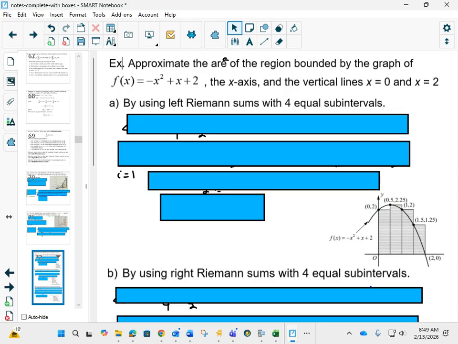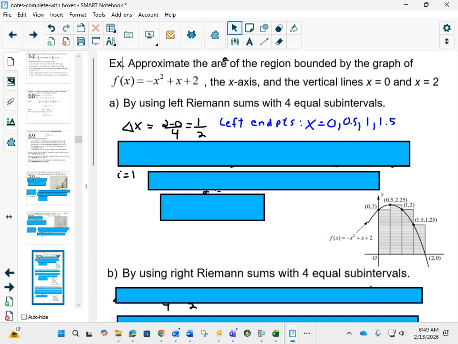Okay. So we've got -x² plus x plus 2. We've got a picture of it here. We want to go from 0 to 2 with 4 equal sub-intervals. So let's figure out what our change of x would be. From 2 to 0 is a length of 2. Dividing that into 4 equal sections would give you a half.